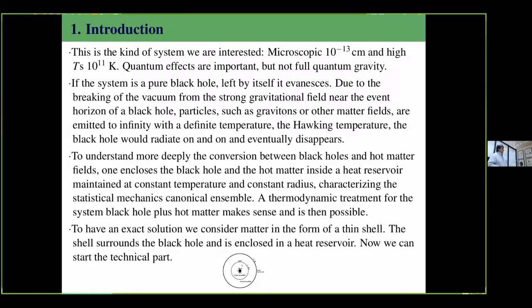So to have an exact solution, we are going to consider that the matter, whatever it is, is put in the form of a thin shell. And of course, it's a huge approximation, but it permits an exact thermodynamic solution. Now the shell surrounds the black hole and is surrounded by the heat reservoir. So from now we can start the technical part, after this motivation and understanding of the kind of system that you want to understand.